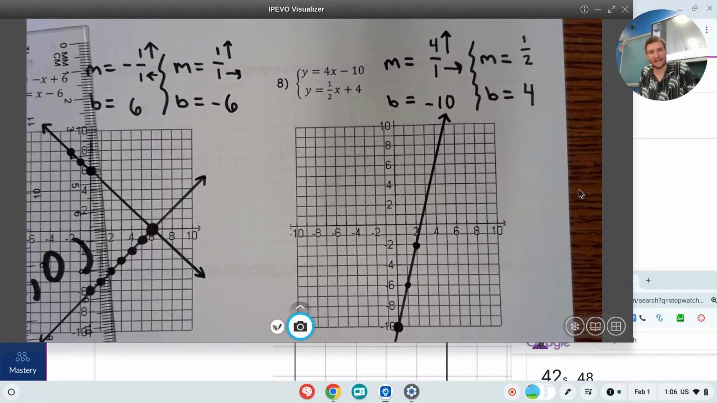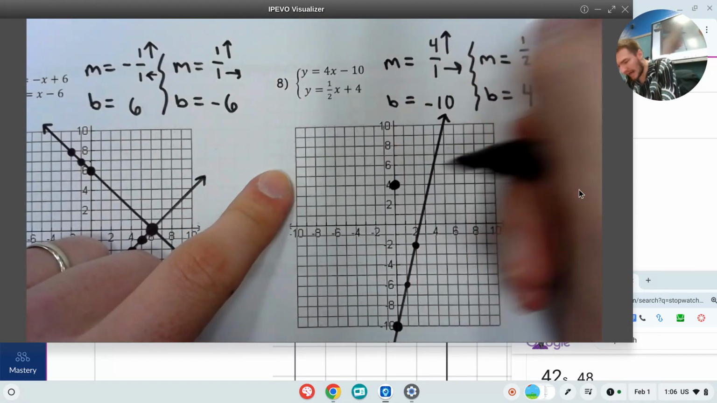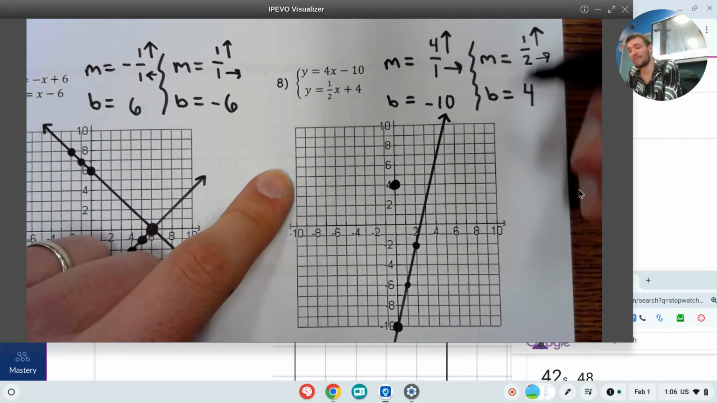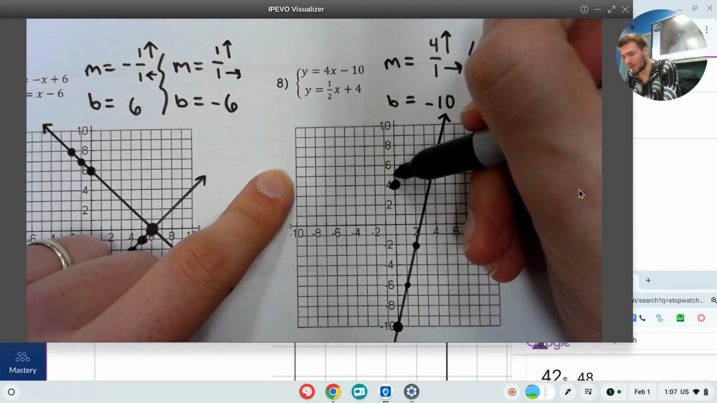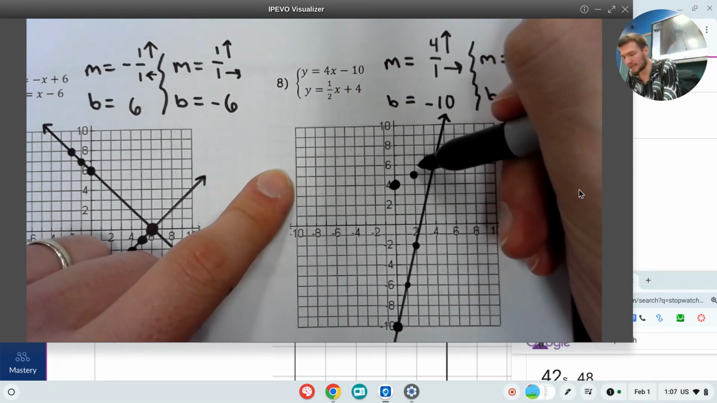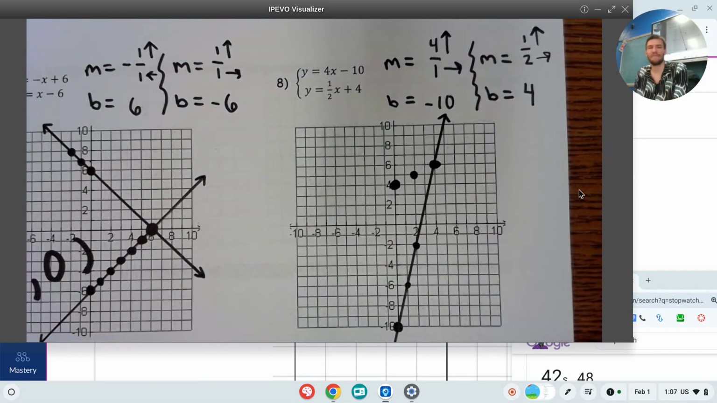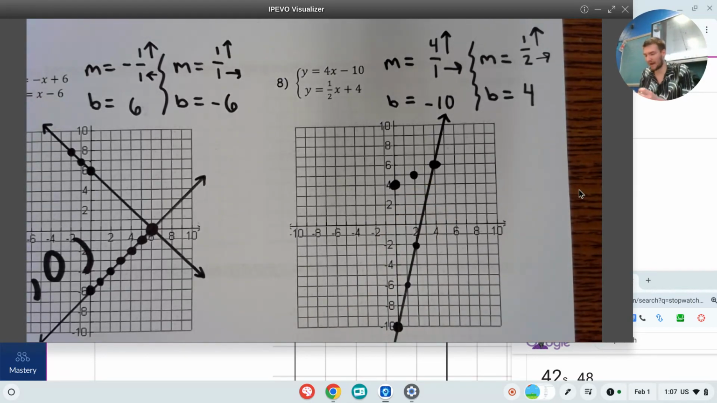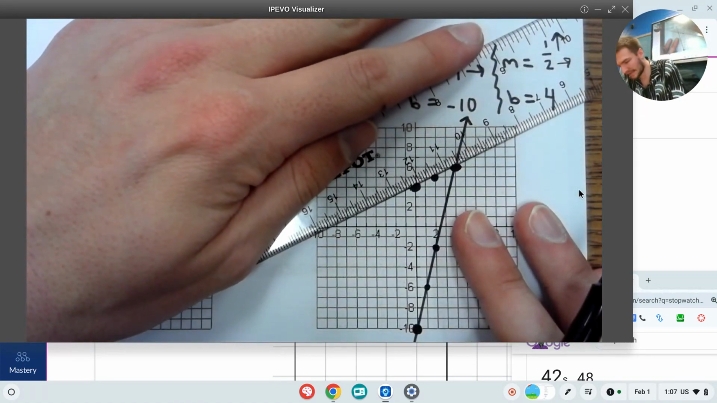Let's get this second line down. I'm going to begin with the b value of 4. I'm going to go up 1 over 2, and I'm going to be going right 2 because it's a positive. Positivo, derecha. So I'm going to go 1, 2. Up 1 over 2. And even though I don't have a dot there from the first line, I can see that this is a nice intersection, right? This is right where they're touching, right where they're crossing.